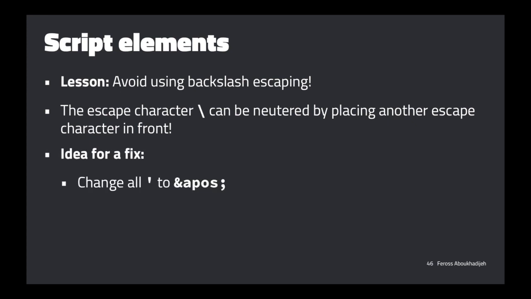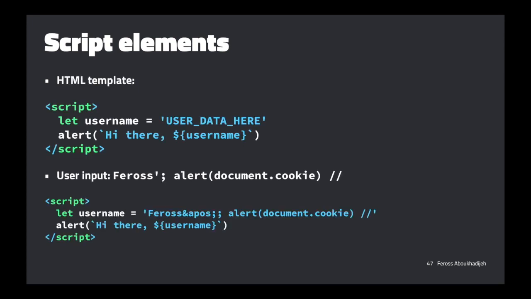Here's another idea for a fix. What if instead of escaping the backslashes with another backslash, we also apply the HTML escaping, and then what we end up with is this. So now if I type Feroz quote, we're going to get Feroz ampersand apos. And now, when the HTML parser runs, this will be turned into a quote, but in the, no, sorry, that's not true.